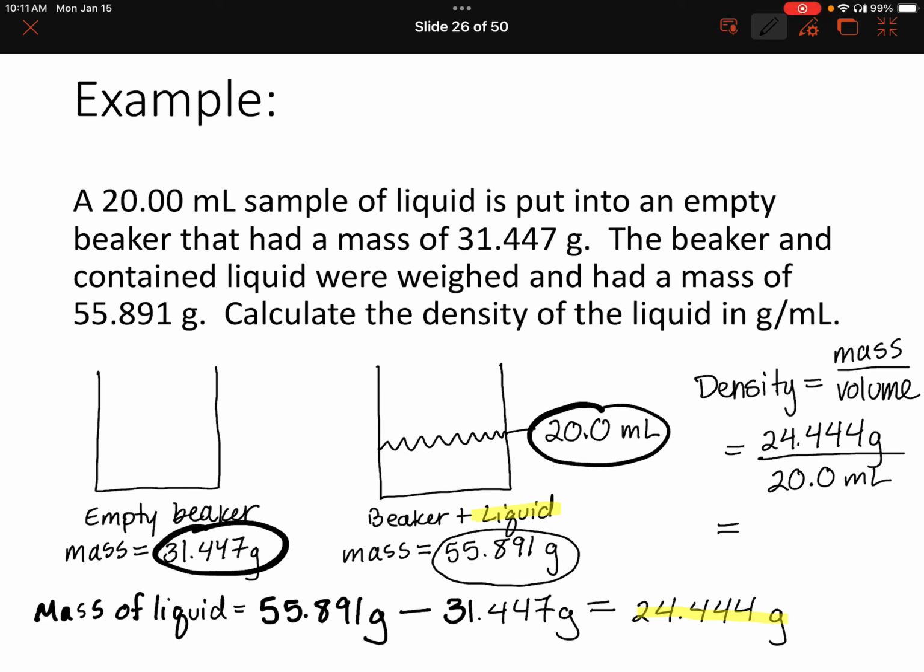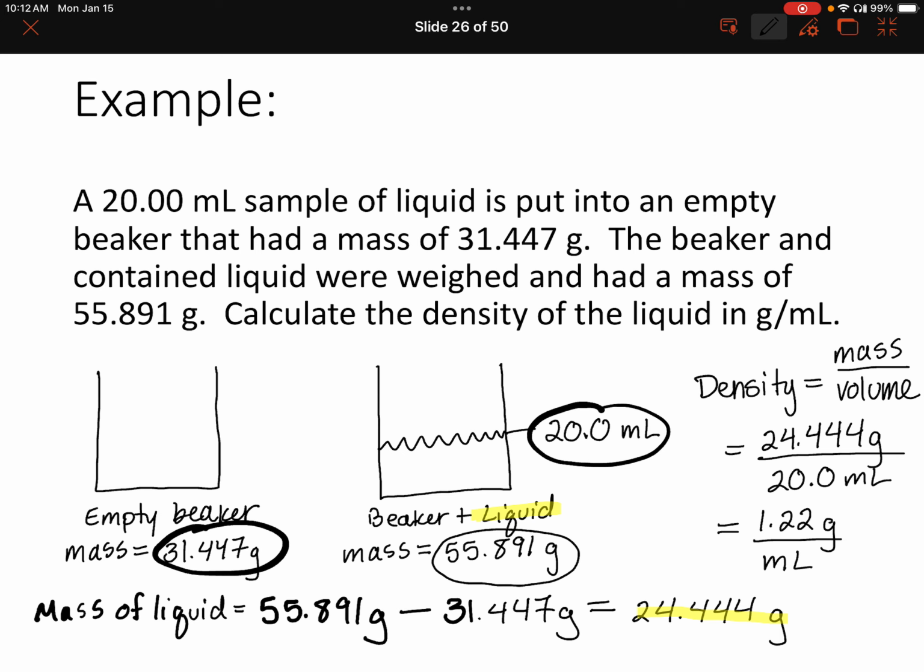So when we plug that into our calculators, let's see, mine gives me a value of 1.22 grams per milliliter. And you could write 1 milliliter in the denominator if that helps to visualize what's going on. But that gives us our density of the liquid.